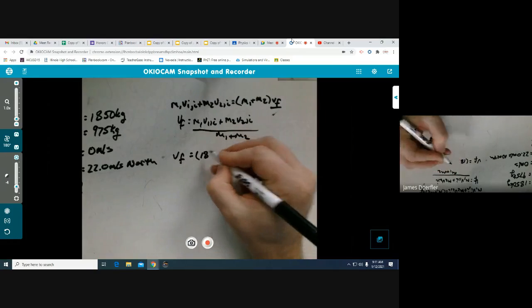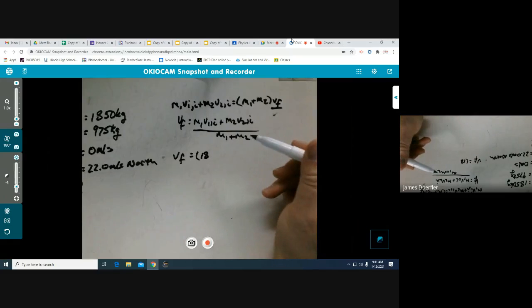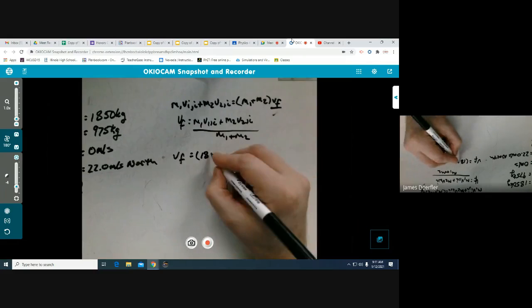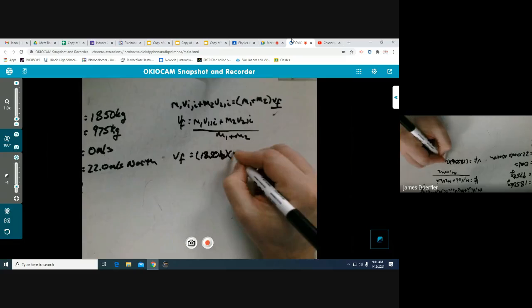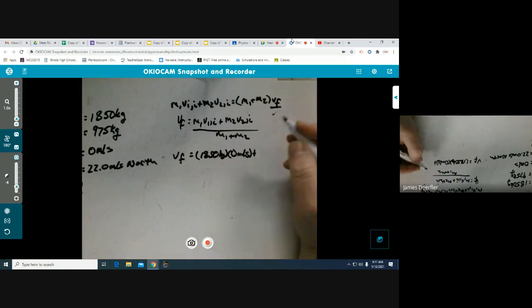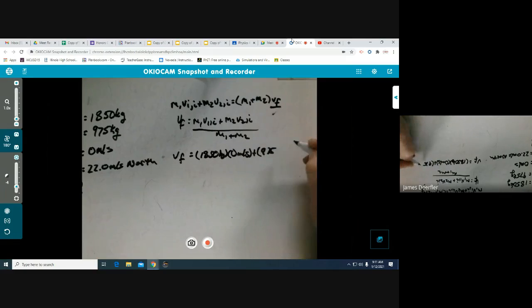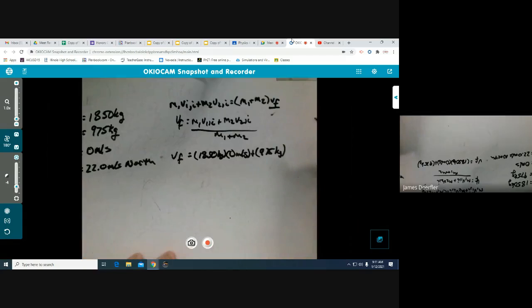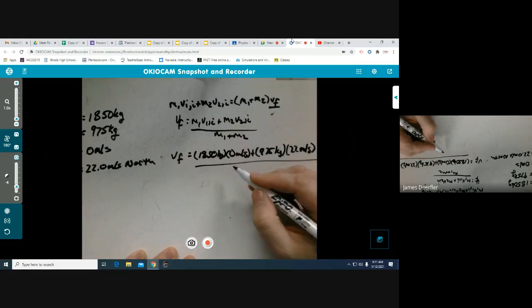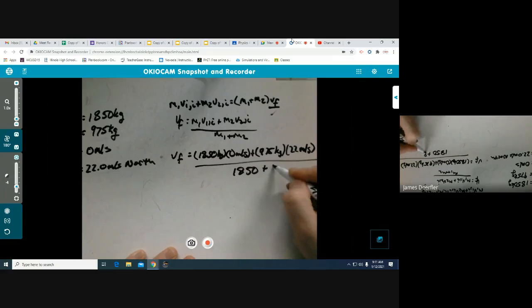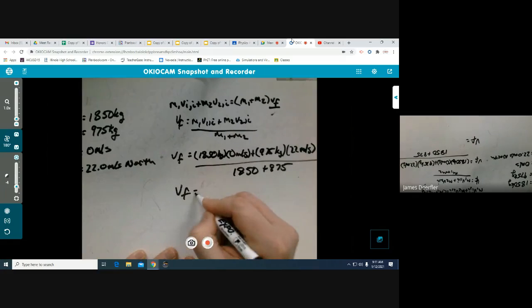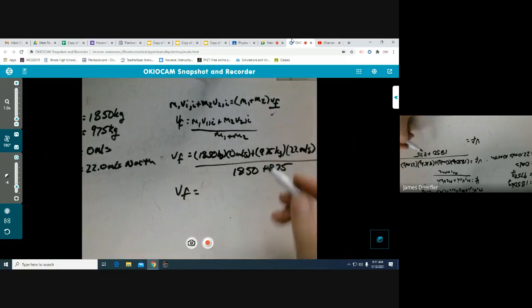So again, now that we have this set up, you can go ahead and plug in your values. So 1850 kilograms times 0 meters per second plus 975. Oh, I messed up here. I didn't get myself enough room. Oh, yeah, I did. Okay. So after you've put those values in, that is a 9, by the way.